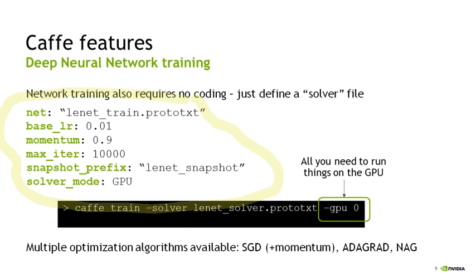Within this solver file, you can also choose from multiple optimization training algorithms. We've talked a little bit so far in this course about stochastic gradient descent, and we mentioned here momentum, which is a popular extension to improve performance of stochastic gradient descent, but there are also other more advanced training algorithms such as AdaGrad and Nesterov accelerated gradients, which can just be called in the same way from the command line in Caffe.